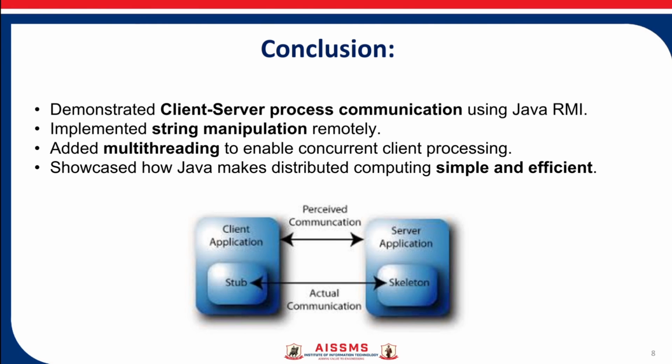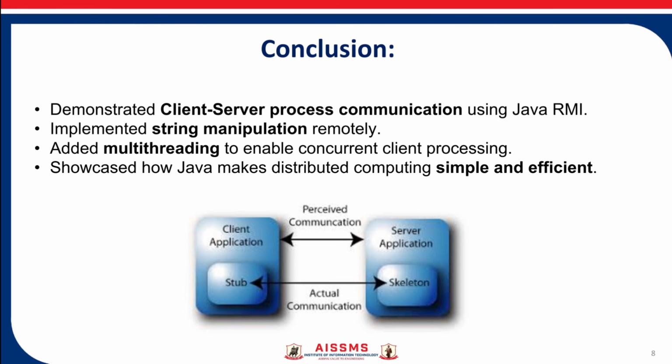To wrap up, remote method invocation is one of Java's most powerful mechanisms for building distributed and networked applications. It allows different JVMs, even on different machines, to communicate and collaborate as if they were part of a single system. Through our string manipulation use case, we saw how the client-server model works with RMI, how methods are called remotely, and how multi-threading ensures concurrent execution for multiple clients.